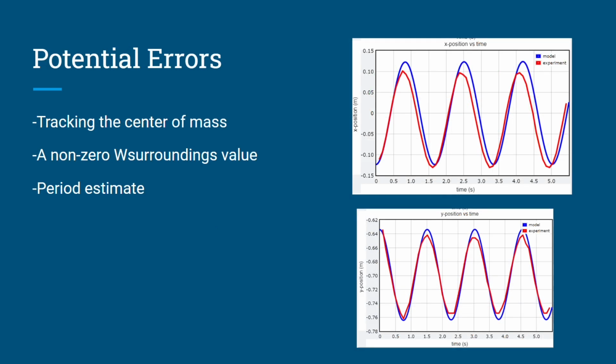Potential sources of error. The graph shows some clear but minor discrepancies between the model data and the experimental data. This could have been due to mistakes in marking the center of mass in Tracker, not taking into account any work done by the surroundings, like air drag, or a slight error in the period estimate.